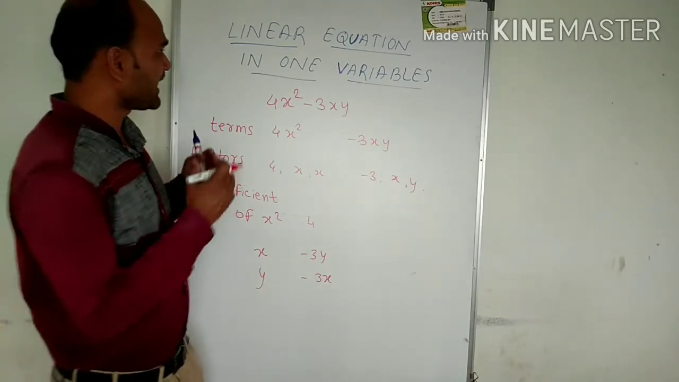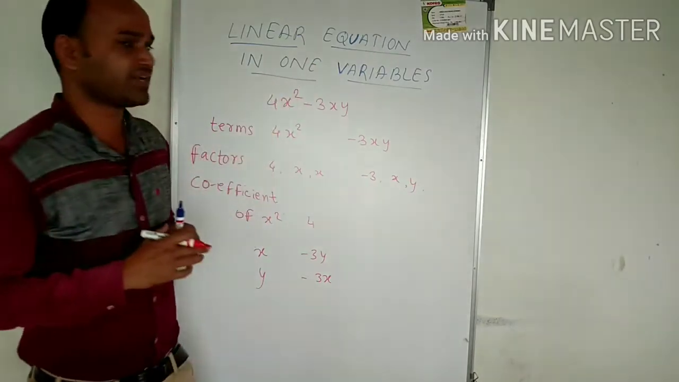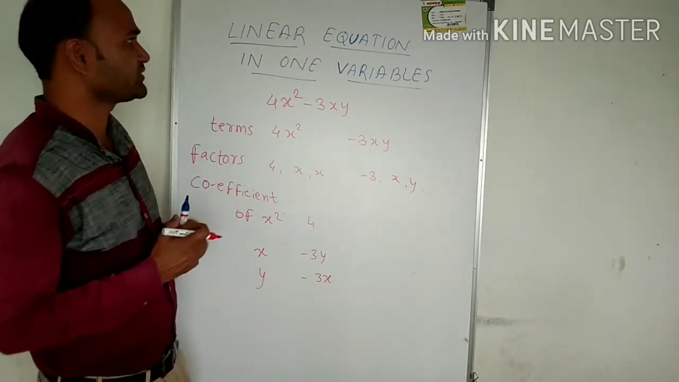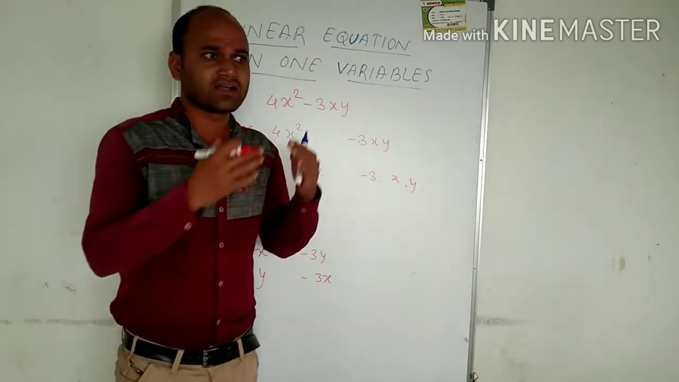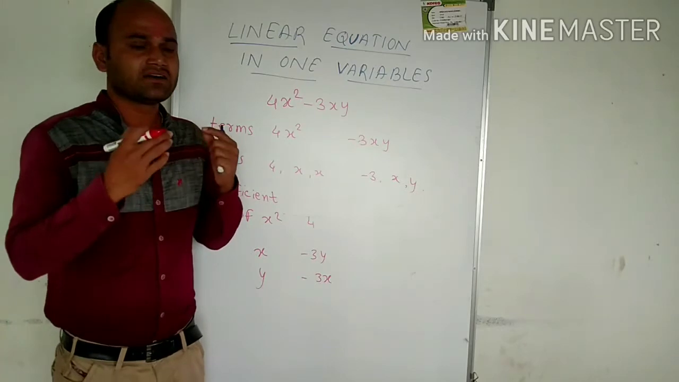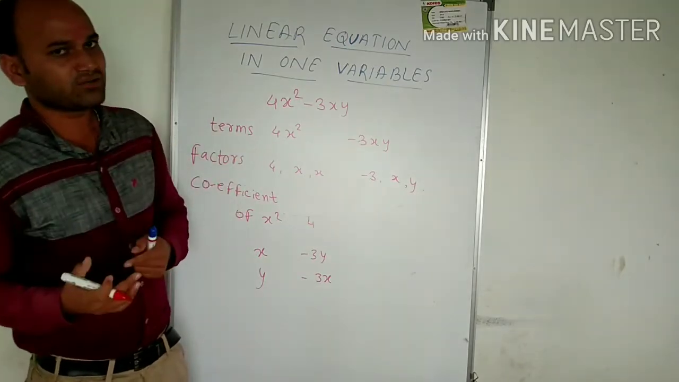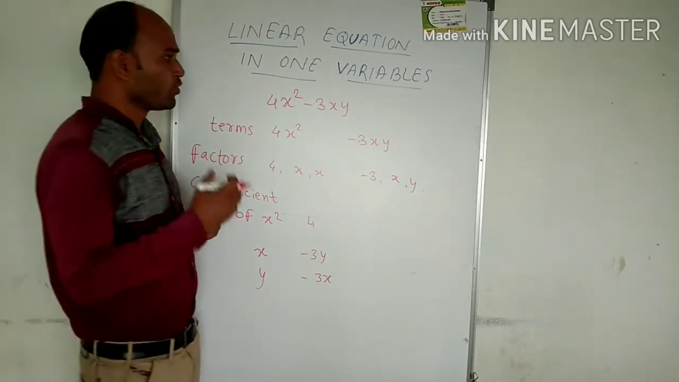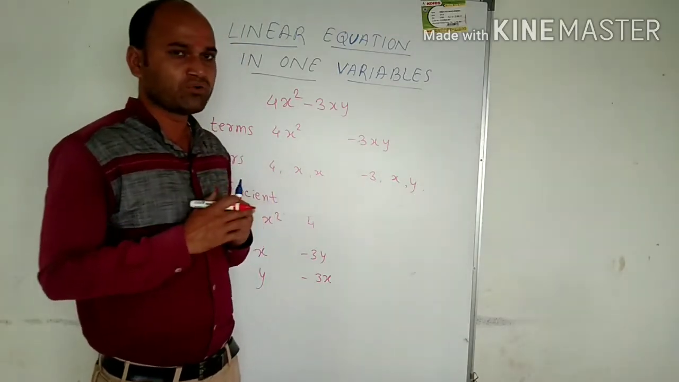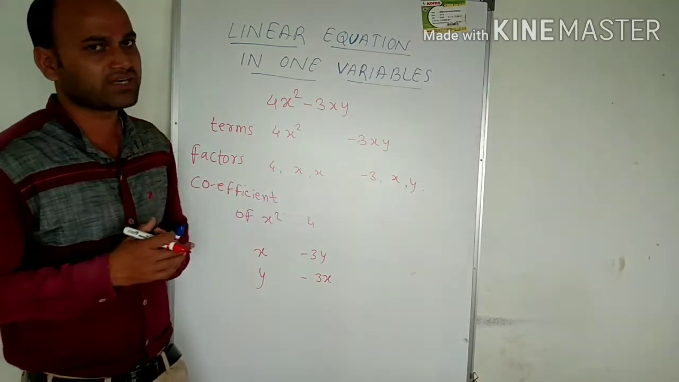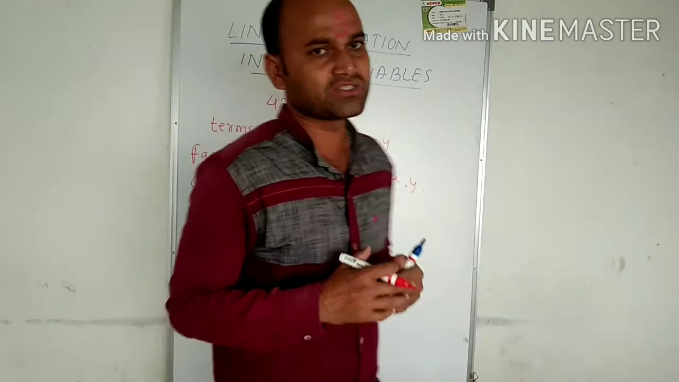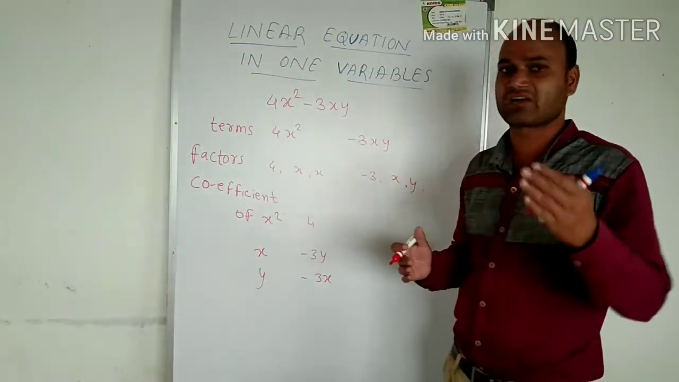What are the types of equations? On the basis of terms, we have monomial, binomial and trinomial. A monomial is an expression which has only one term. A binomial is an expression which has two terms, and an expression which has three terms is called a trinomial.